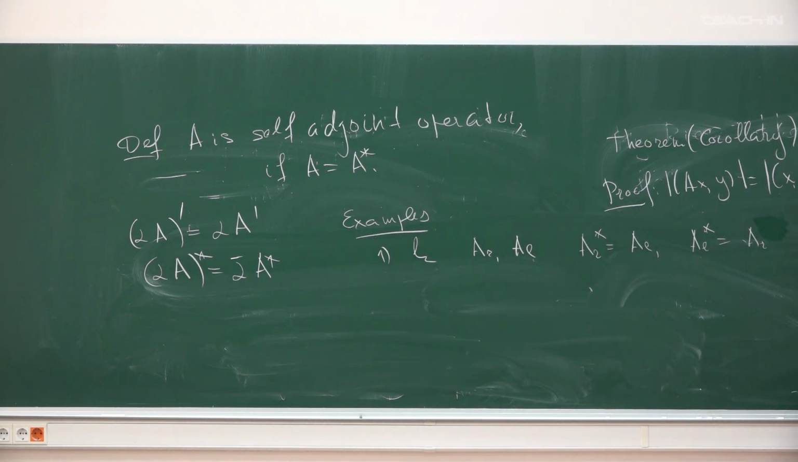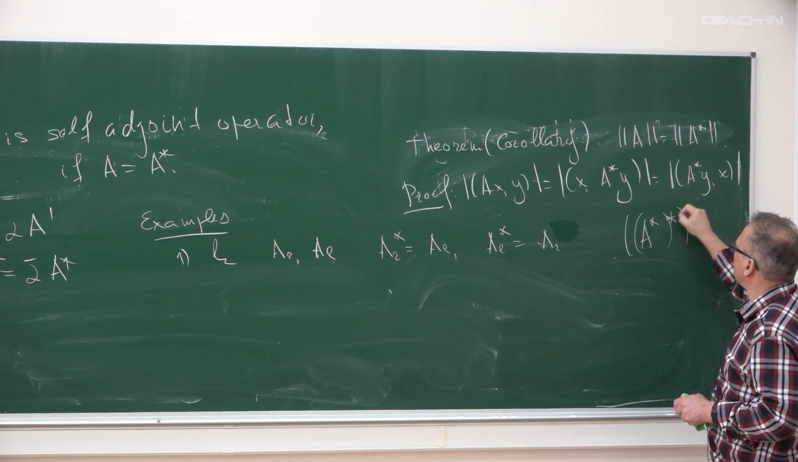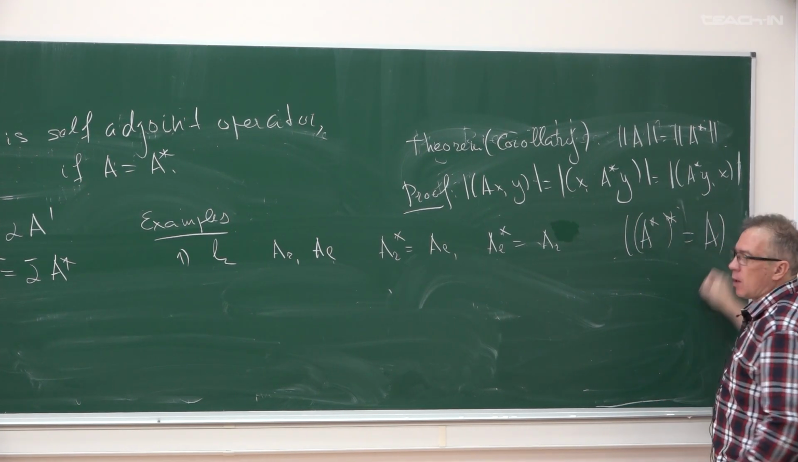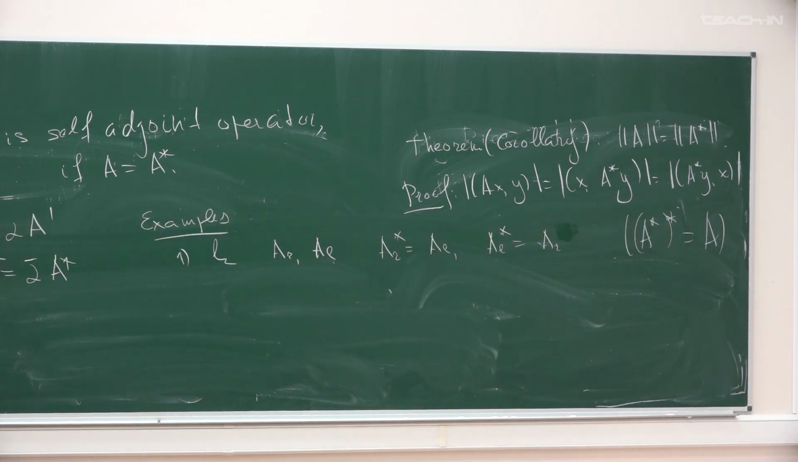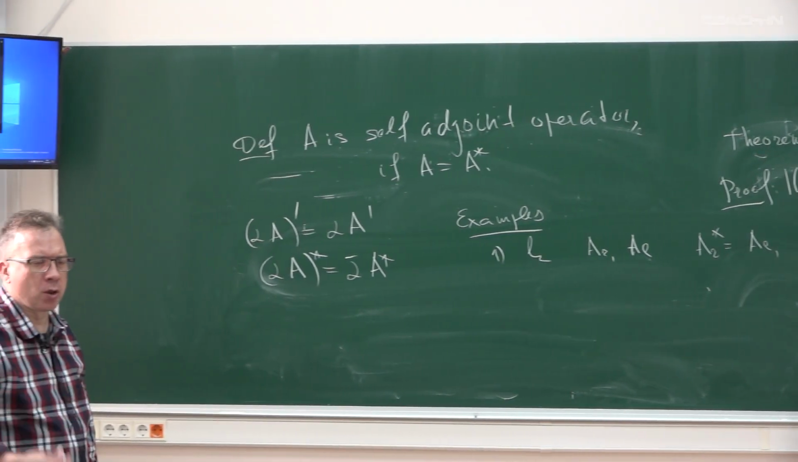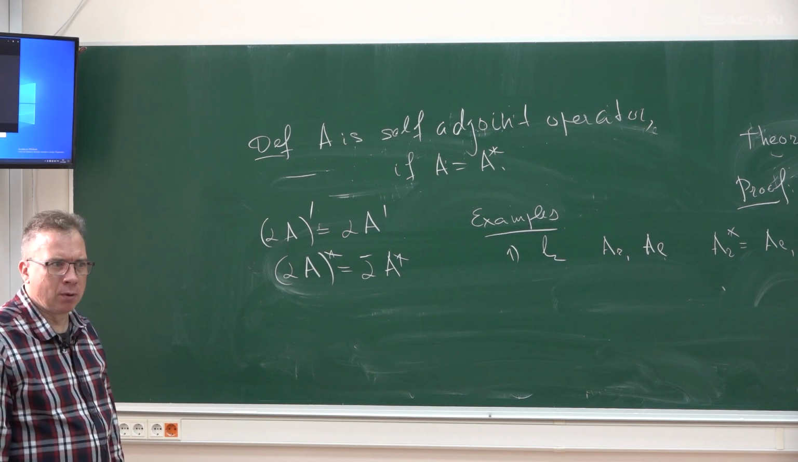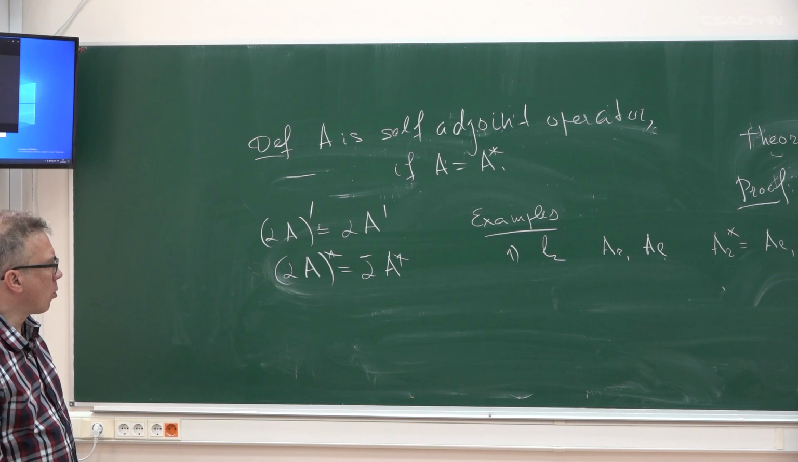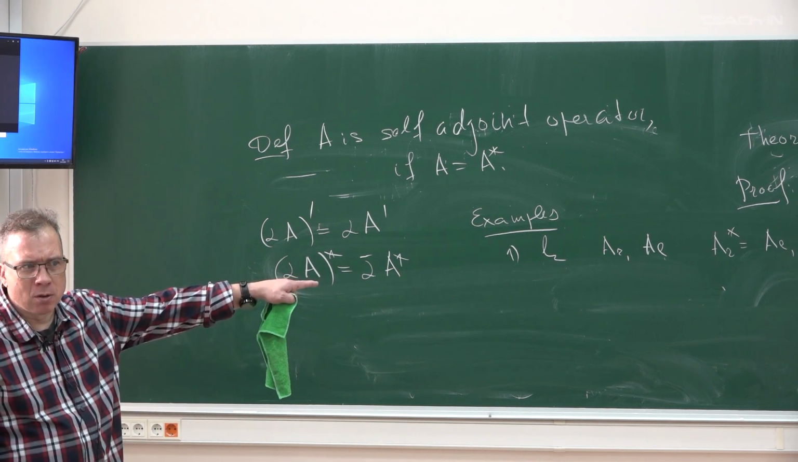Moreover, for any bounded operator, what can you say about the double adjoint? It is the operator itself. Yes, but for unbounded operators it is not correct. We will consider it later. We have some lectures in the future on unbounded operators, and we will see that for unbounded operators it is not true.